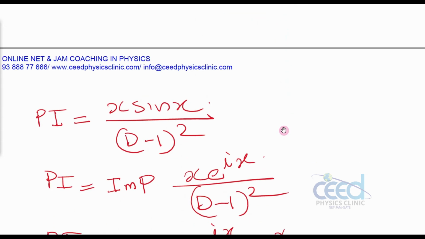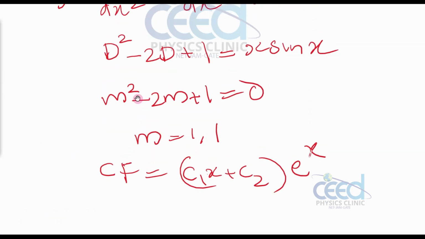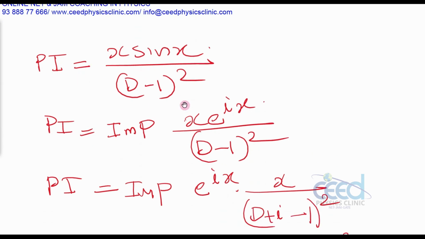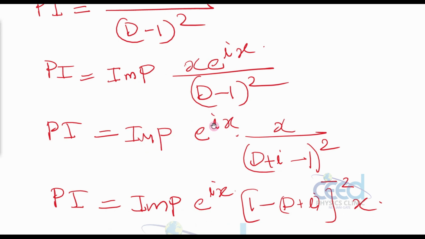Now to find the particular integral, the right hand side is x sin x, divided by f of d, that is d square minus 2d plus 1. D square minus 2d plus 1 is (d minus 1) the whole square. To find the solution, this sin x is the imaginary part of e raised to ix. Instead of the real part that we did in the previous problem, here we have the function sin x, so the imaginary part of e raised to ix.